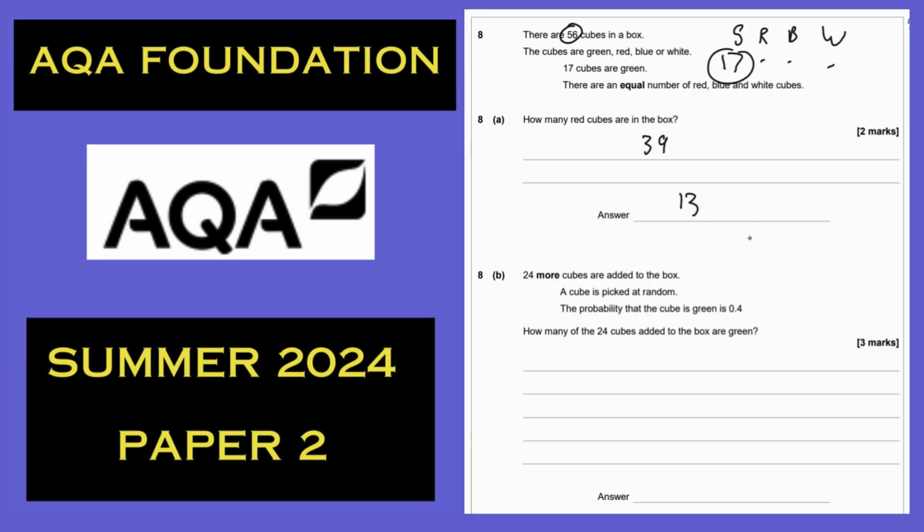For this one, 24 more are added to the box, so our new total is 80. The probability of a green is 0.4. If you get them multiplied, that will tell you there are now 32 greens in the box. How many of the 24 added were green? There are now 32. There were 17. That's a difference of 15.